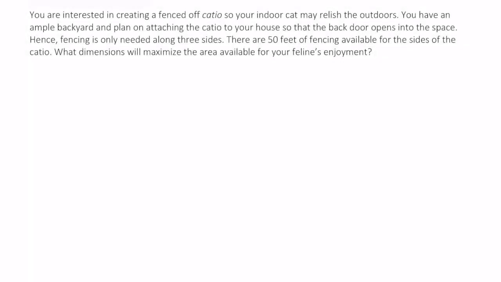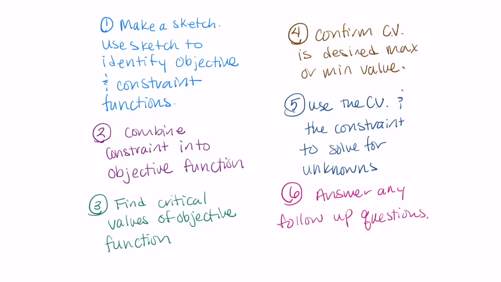Welcome. In this video, we're going to go over a different optimization problem. In this one, we're interested in maximizing the area of a space given a certain amount of material to bound the space. And we will be using 6 steps to solve this problem. These are the 6 steps we will follow for solving optimization problems.